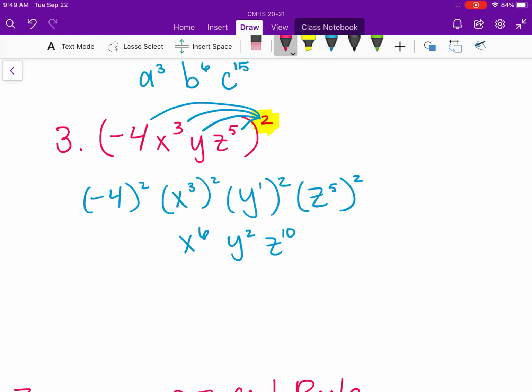So what do we do with this coefficient? Remember, for the big numbers, we do what we're actually doing. So we're taking a power, 4 to the second power. So -4 times -4 is positive 16. So our answer is 16, x to the 6th, y to the 2nd, and z to the 10th.